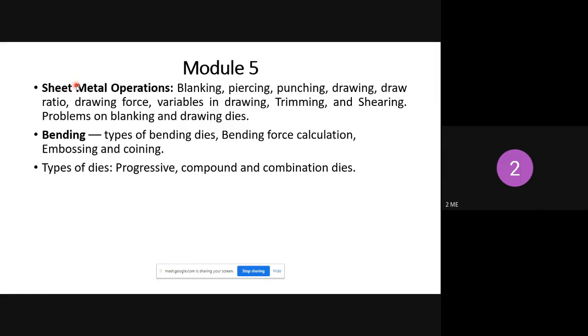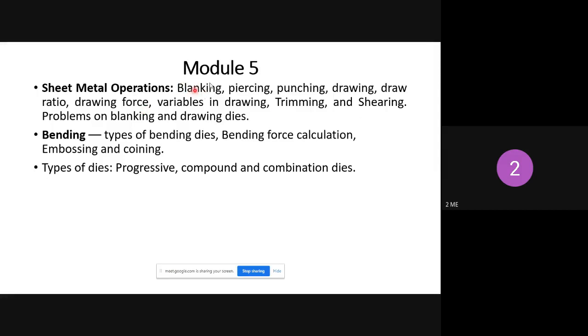Please concentrate also. It is a very simple chapter, and you can score well in this chapter. Module 4 and module 5 are very simple, so don't simply lose your marks from module 4 as well as module 5. Next one is sheet metal operation. This is the basic syllabus of module 5.